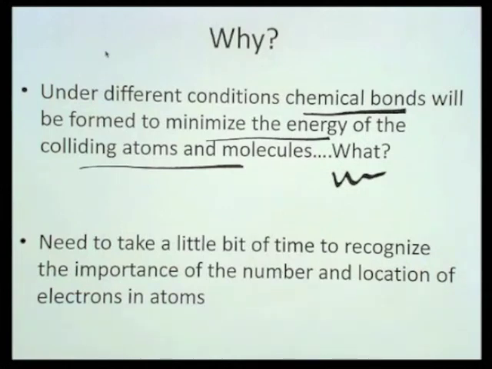So we need to back up a little bit if we're going to understand really what's going on with ozone, and take a little bit of time to recognize and understand a little bit better the number and location of electrons in atoms. And once we understand atoms better and electrons in atoms better and bonding better, we'll swing back around and look at the importance of ozone in the stratosphere.